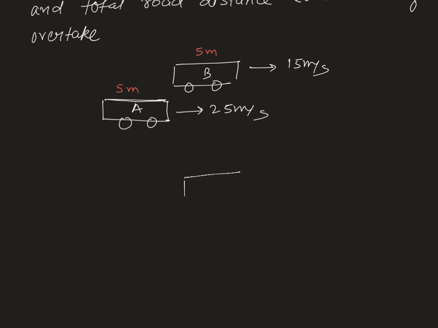We take B to be at rest and A to be moving with some speed. And why are we taking B to be at rest? Because we are observing motion with respect to B. B is the observer.